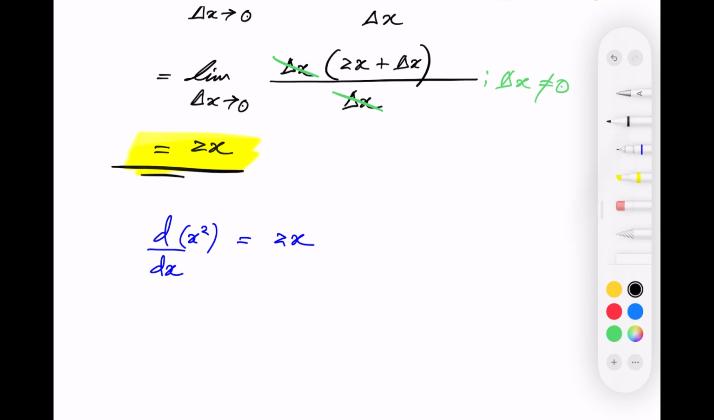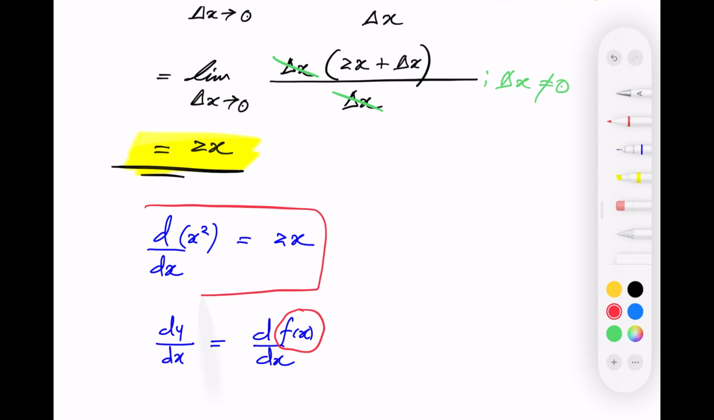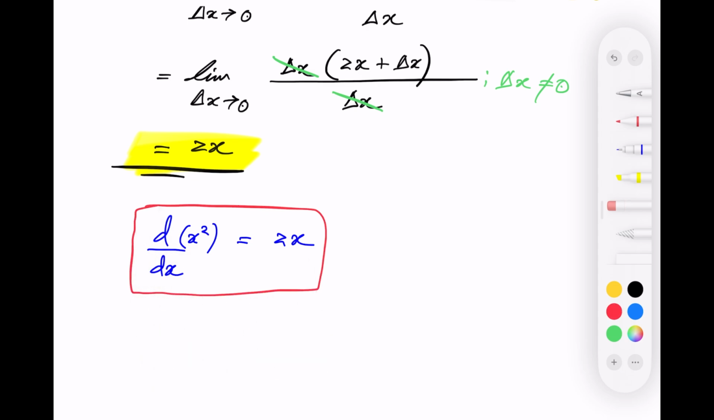Why did I write d by dx x squared like that right here? Remember, we had it written as dy by dx. We also said we can write this as d by dx. Since y is equal to f of x, we can write it that way. That f of x right here is equal to x squared for this specific example. That's why I wrote down the final answer this way. Writing down the final answer in a proper way is always expected in this class.